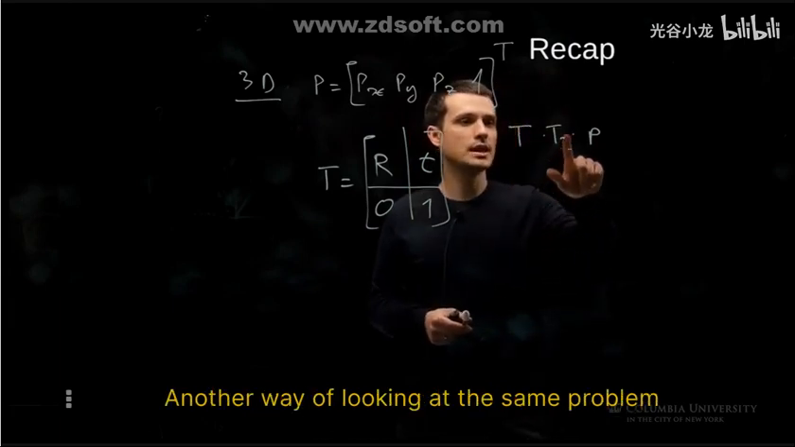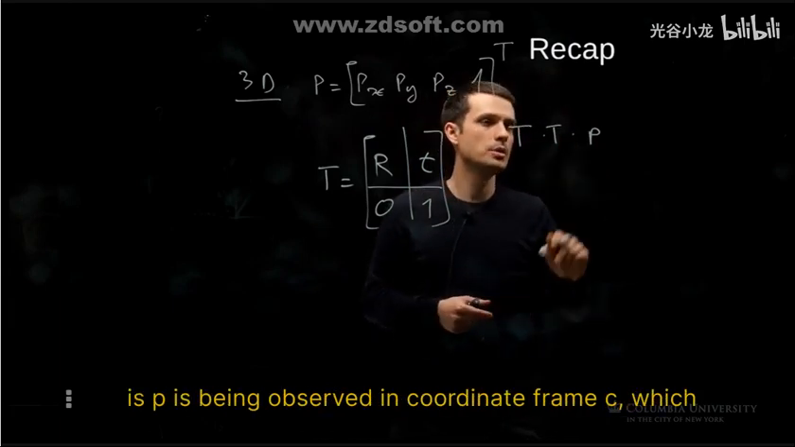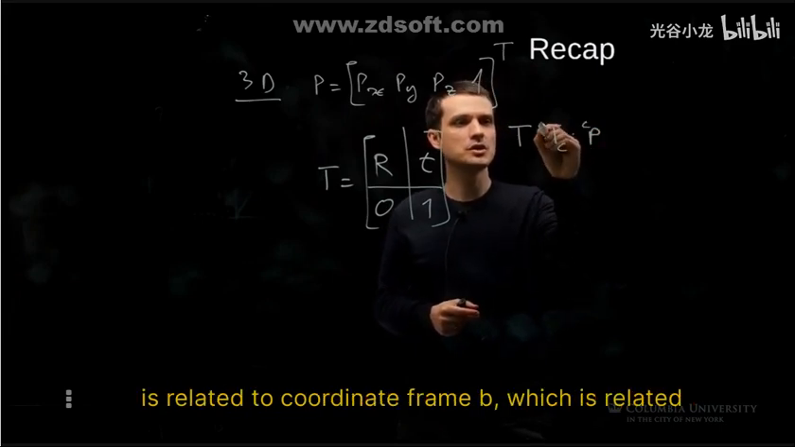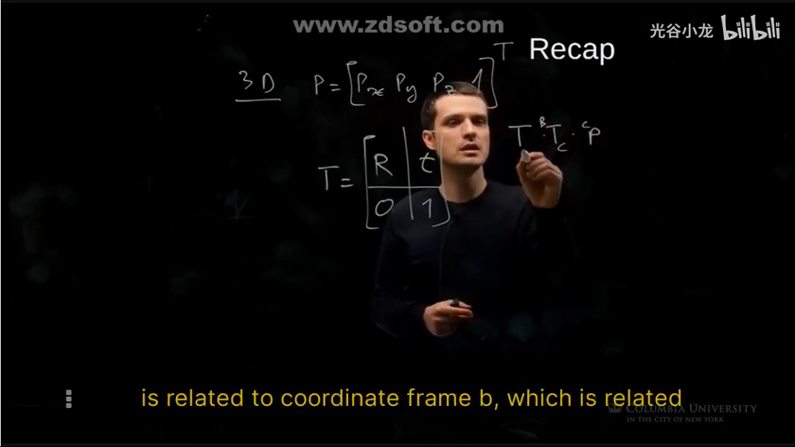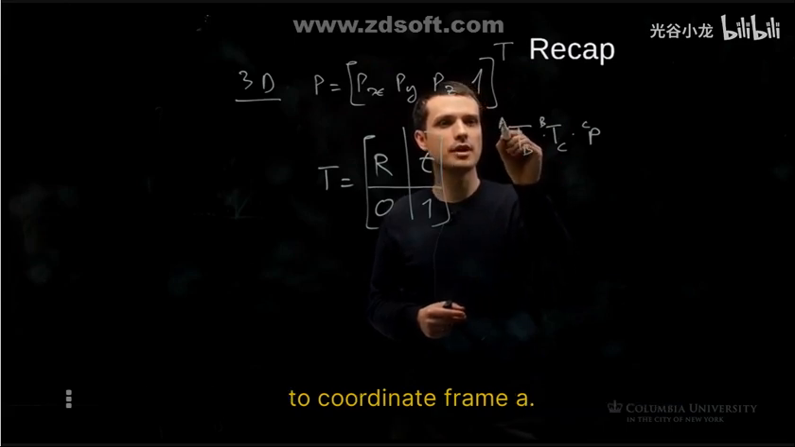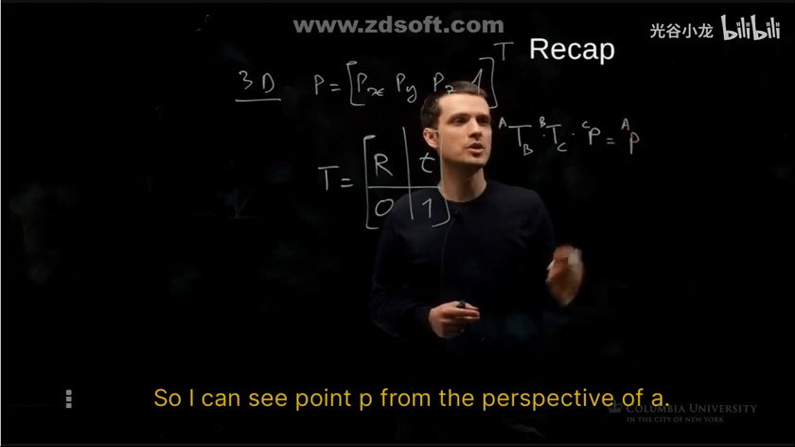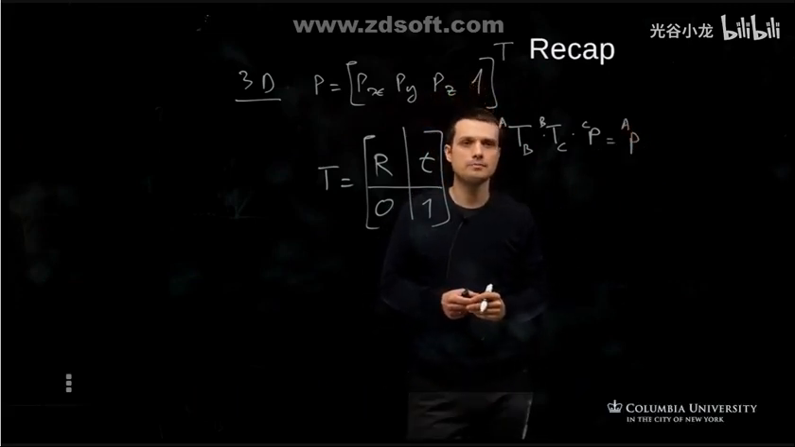Another way of looking at the same problem is P is being observed in coordinate frame C, which is related to coordinate frame B, which is related to coordinate frame A. So I can see point P from the perspective of A.